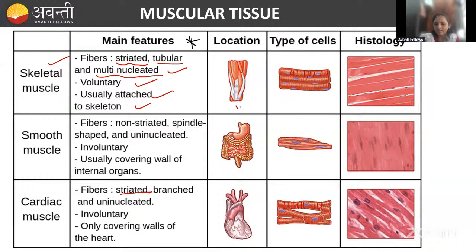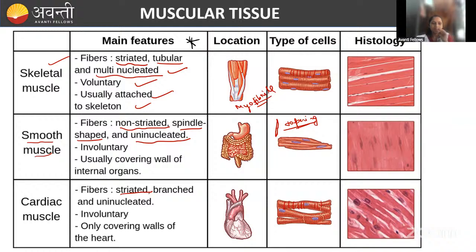Mainly, you can see myofibrils will be there, right? Then coming to the smooth muscles, they look spindle shaped, guys. They have tapering at both ends, and these are non-striated, spindle shaped, and uninucleated. Only a single nucleus is there.